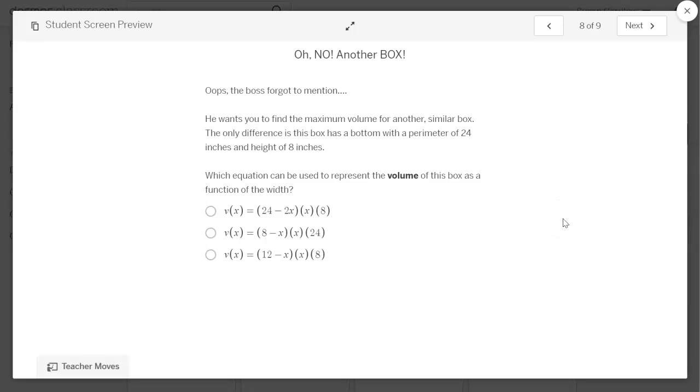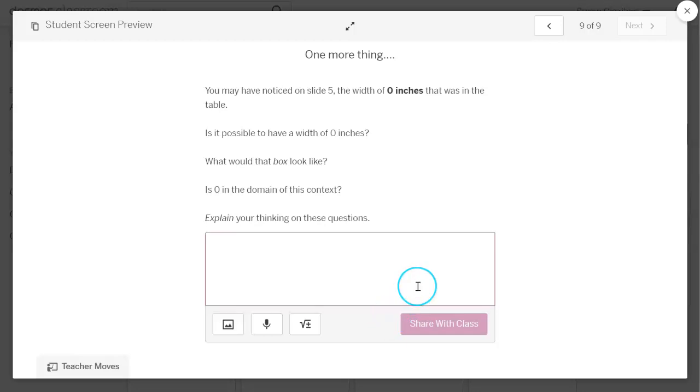And then here are 3 different equations. Oh no, another box. This time we want a height of 8 inches, so that's a change, and the perimeter of the base is 24. So which of these equations would fit this new scenario? And then finally, we're going to talk a little bit about the intercepts, which actually are like limits in this situation. They can't really have a width of 0 inches, can they? Could we have that? What would the box look like?